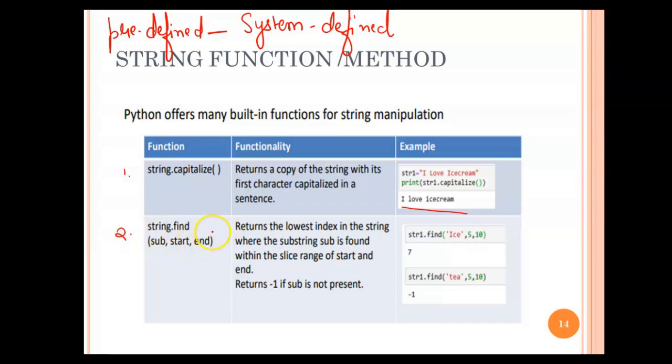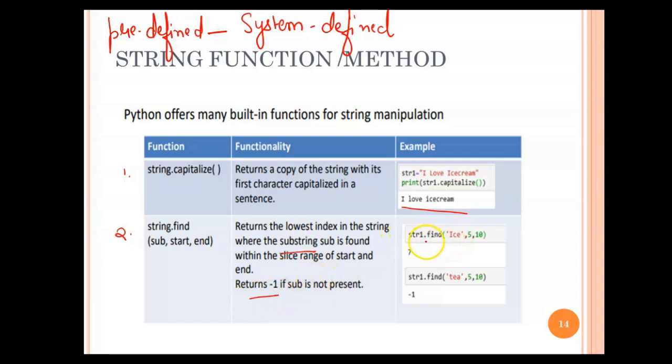Now the second one is string find, with sub, start and end. With the help of find, you will be able to find a substring from a complete string. A substring is a part of a string. You can check in a particular limit whether the string you are looking for is present in the complete string or not. If it is not there, it is going to return -1.